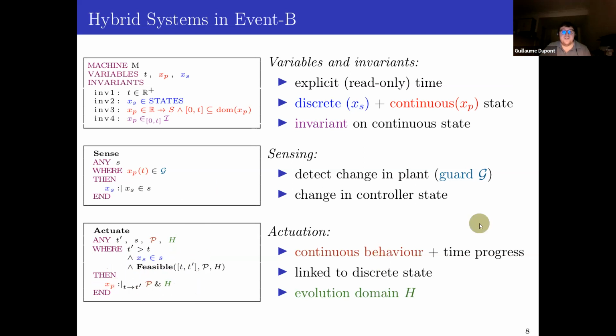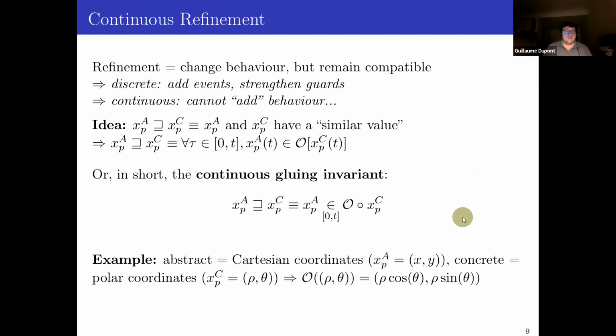All right. So just a little word about refinement. Discrete refinement is quite well known in Event-B. Basically, you can add new events, provided they do not change the variables in any way, and you can refine each event, provided they are not triggered more often than their abstract counterparts. This is called strengthening. The basic idea of refinement is that you can change the behavior as long as it remains compatible with the abstract behavior. It's very well known for discrete, but what does it look like for continuous events?